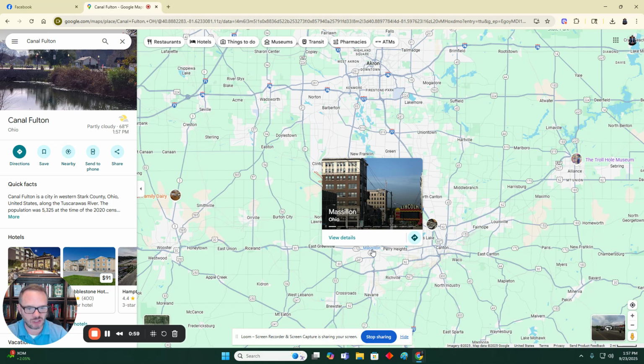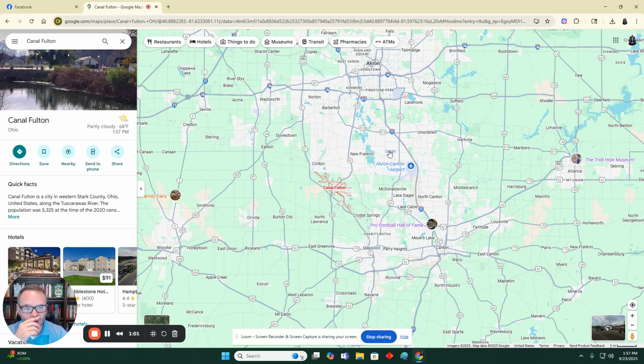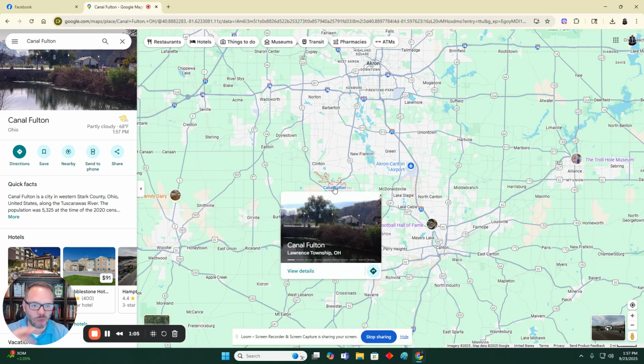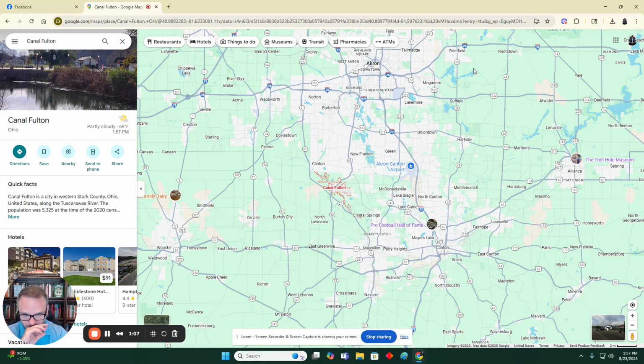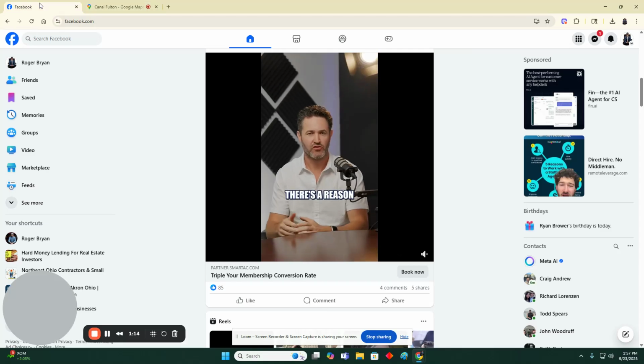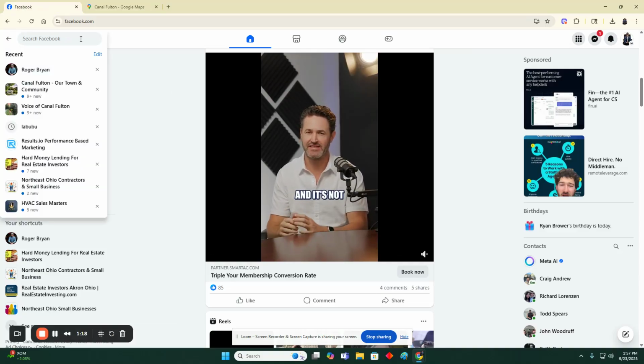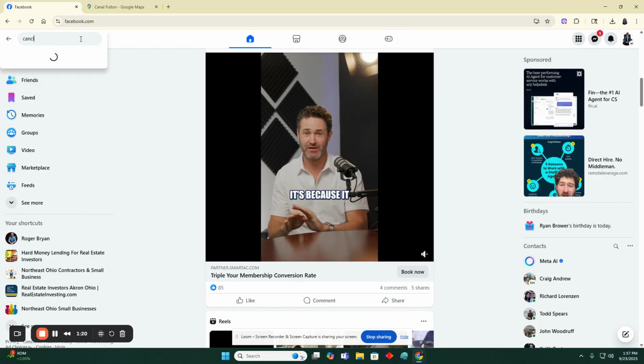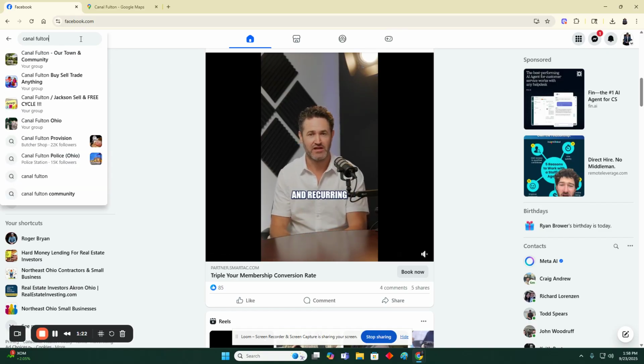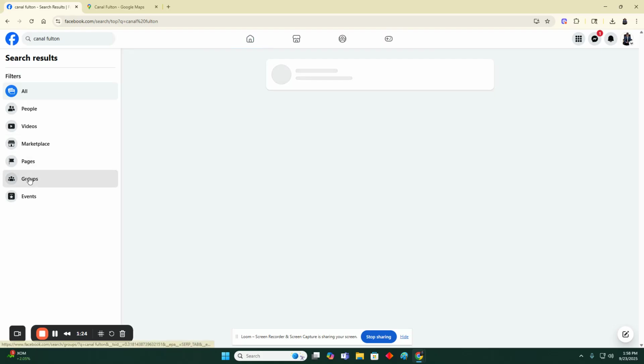So Massillon is a good sized city. Green is a good sized city. Canal Fulton actually has multiple local Facebook groups. Barberton has them. So let's go back to Facebook here and let's think about this. So first off, if I'm a local service provider, I want to go to Canal Fulton. I'm going to go to groups.